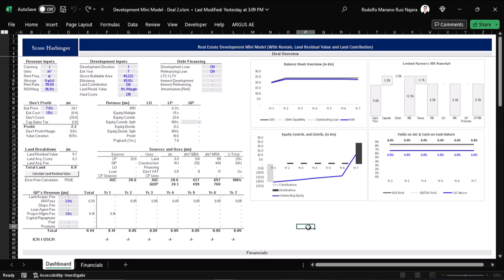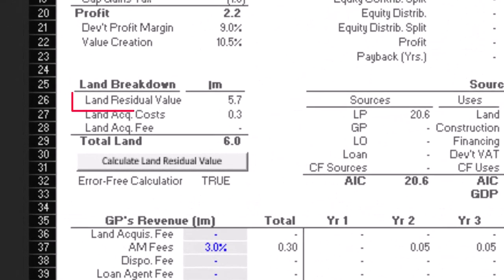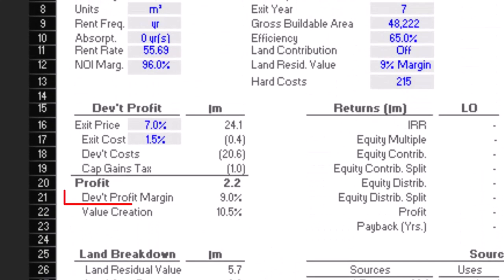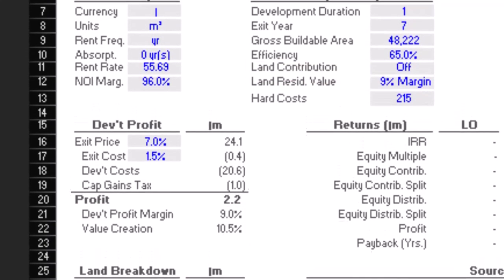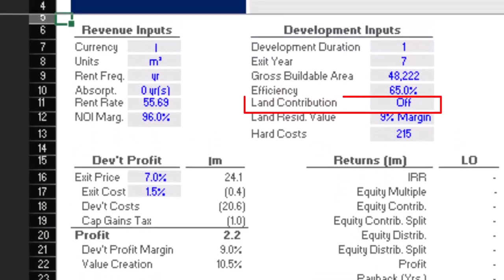We're looking at the mini version of a development financial model in which number 1, rentals activate upon development completion. Number 2, the land value is calculated through the residual methodology using the development profit margin as the function with which we find the land residual value. And number 3, the land can be contributed or purchased.